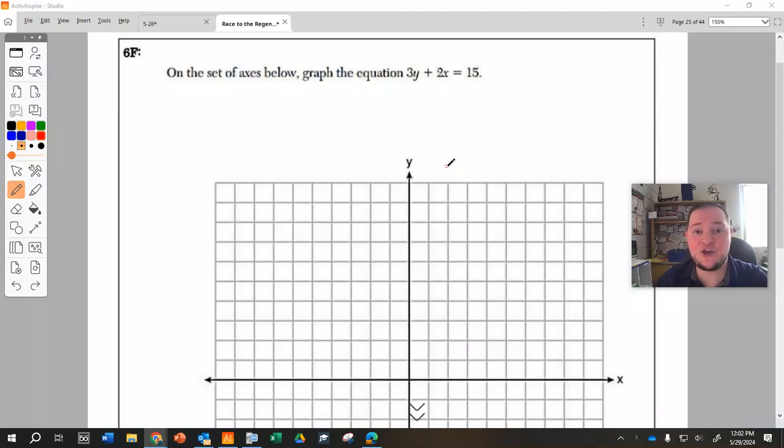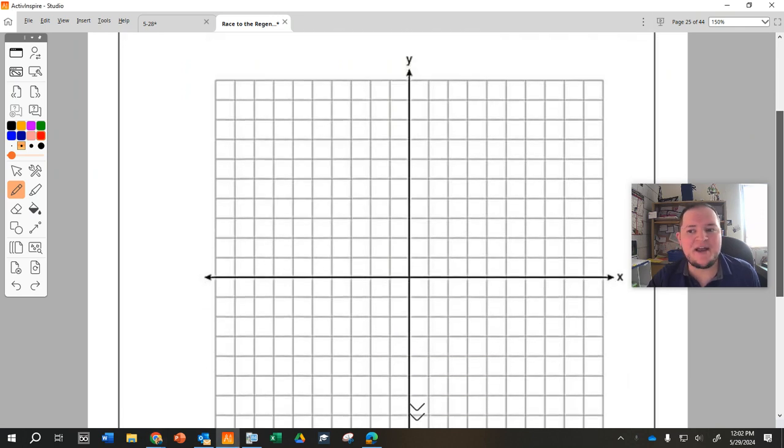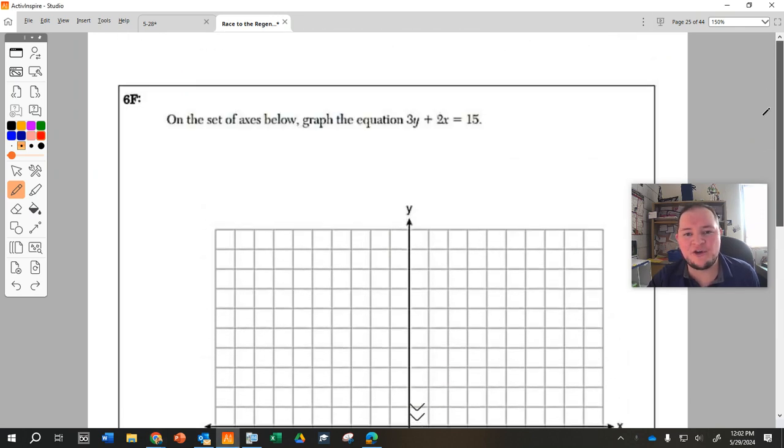Question 6F, you need to get points on 6F. This is a piece of cake question. It says on the set of axes below, graph the equation 3y plus 2x equals 15. Nothing else. Nice big blank graph, basic equation, little follow-up question at the end of it. We'll get there.